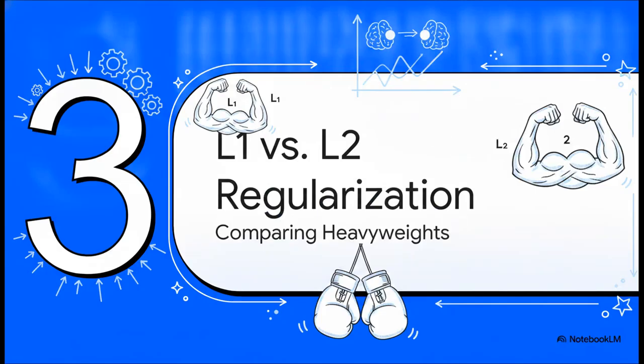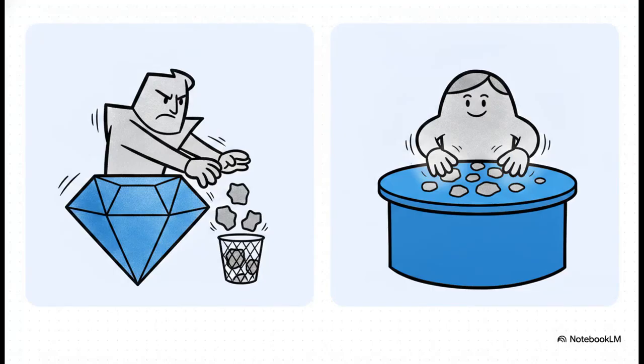Which brings us to Section 3, L1 versus L2 regularization. The main event. To understand how these two heavyweights actually differ, let's use a quick corporate manager analogy. Think of L1 regularization as a ruthless editor or a really strict manager. Because of its diamond-shaped mathematical geometry, it has these sharp corners that literally trap weights. It targets useless features, like those empty ocean coordinates we just talked about, and it straight up fires them, driving their weights to exactly zero. By contrast, L2 regularization is more like a smooth, highly diplomatic manager. It operates on circular geometry with nice smooth curves.